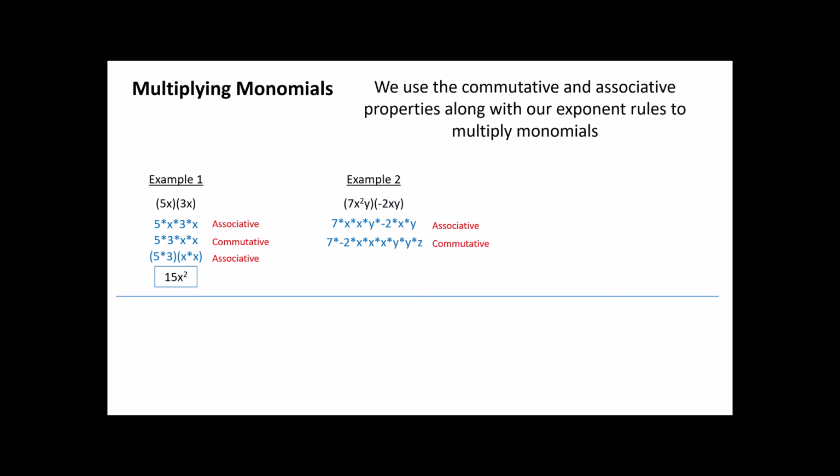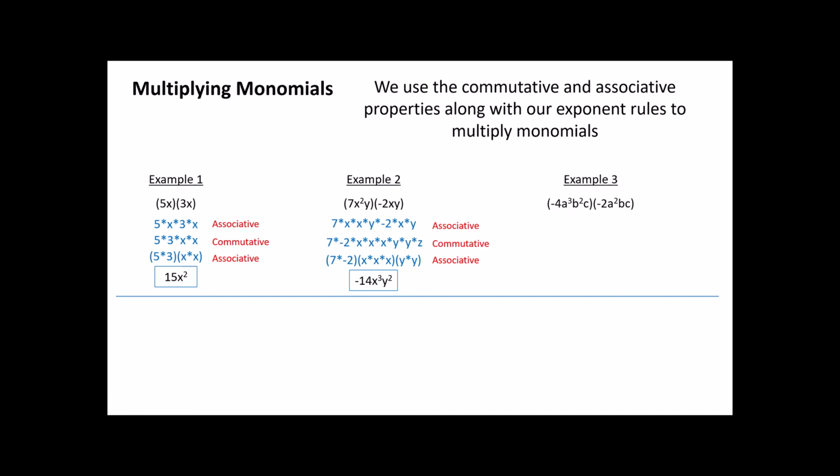That's the commutative property. It looks like I have a random z that popped in there. That must have been a keystroke error. I'll get rid of that later. And then I regroup it once again using the associative property. Notice I did correct that z error, so just pretend that's not there. And then once I regroup it, I can use my exponent rules to say 7 times negative 2 is negative 14, but this is x to the third and y to the second. Negative 14x to the third, y to the second.